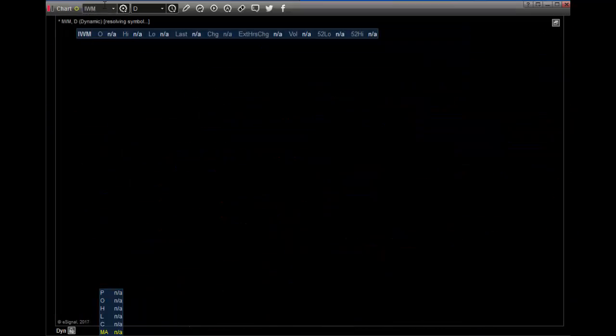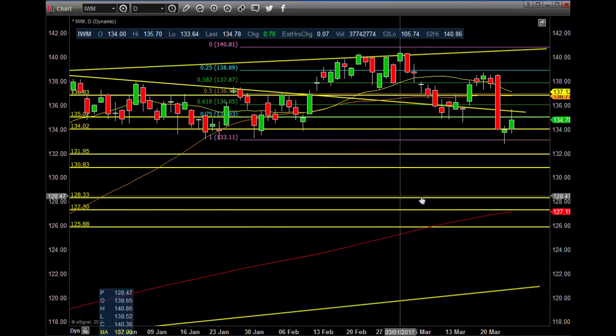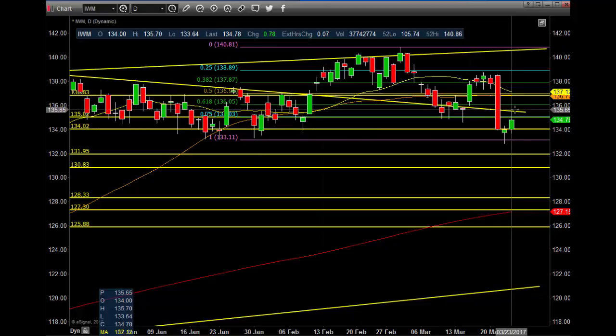Let's go to the IWM. The volume, 100 million, wasn't bad today. I'd like to see a little bit more, but we didn't get it. Now the IWM, on the other hand, was up 78 cents. But after this almost 3% beat down the other day, you'd expect a little bigger of a bounce.